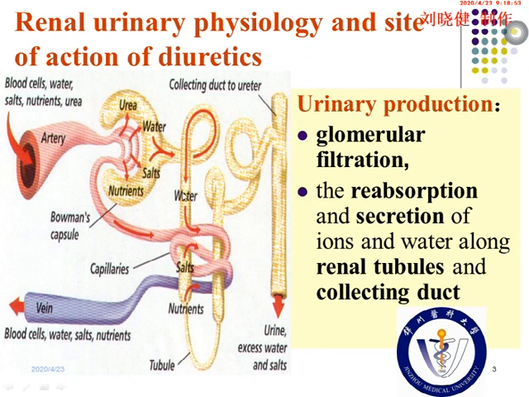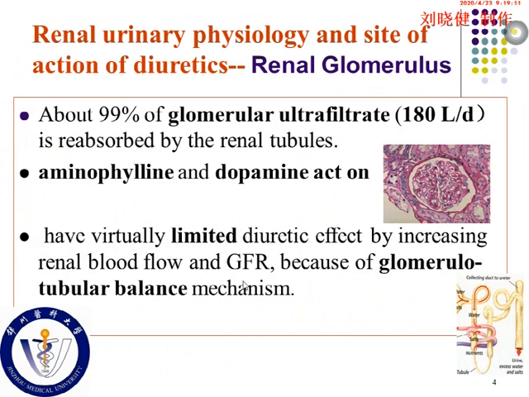You have studied that urinary production includes glomerular filtration and reabsorption and secretions of ions and water along the renal tubules and the collecting duct. Approximately 16 to 20% of blood plasma entering the kidneys is filtered from the glomerular capillaries. The kidney regulates the ionic composition and the volume of urine through the reabsorption and secretion of ions and water along renal tubules and collecting duct.